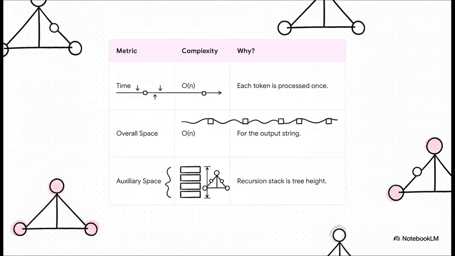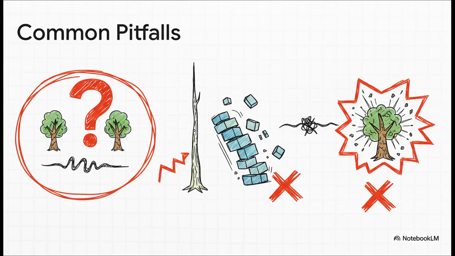But here's the detail an interviewer is listening for: auxiliary space. That's the extra memory we use during the process. With our recursive solution, that's the call stack, and it only grows as deep as the tree is tall, which we call h. Hey, before you rush off to code this, let's talk about a few common traps. Seriously, the number one mistake people make is forgetting the null markers. Without them, your recipe is ambiguous and basically useless.